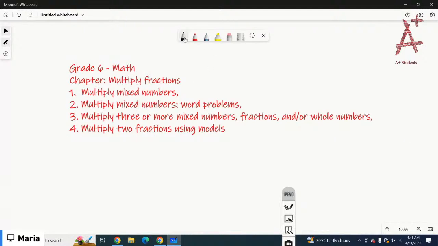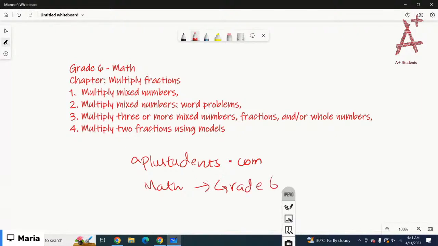So, we're going to start with grade 6 maths. You can find all the lessons on aplusstudents.com. You have to log in here using your email address and the password provided by the administrator. Then select math from the subject tab, scroll down to grade 6, and click on view all lessons. There you can find a list of the chapters.